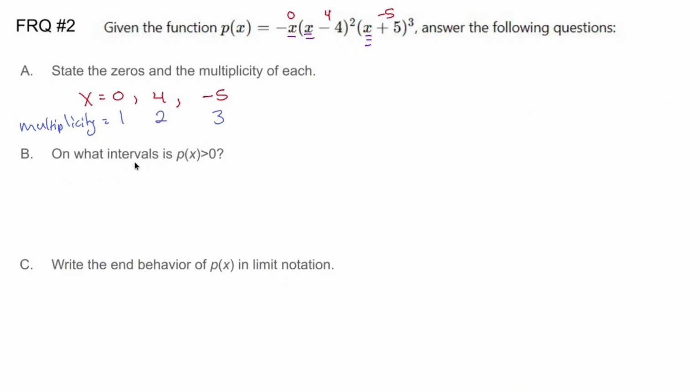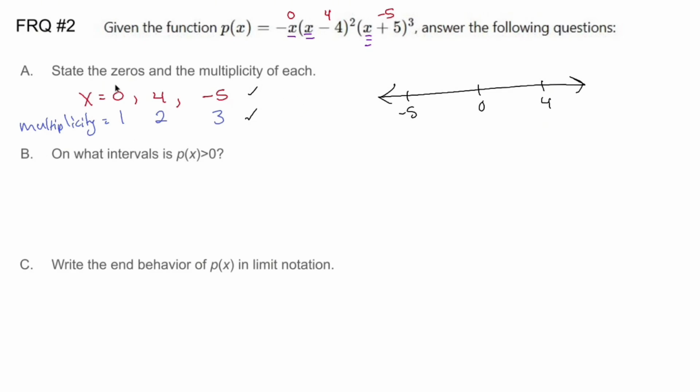B wants us to find out where p of x is positive. So this is what I need to do. I'm going to draw myself a simple sign graph. I'm going to mark my zeros, which were -5, 0, and 4. I need to find out what my zeros are. Check. I need to find out what the multiplicity is. Check. But what I also need to do is find out the behavior of the graph.